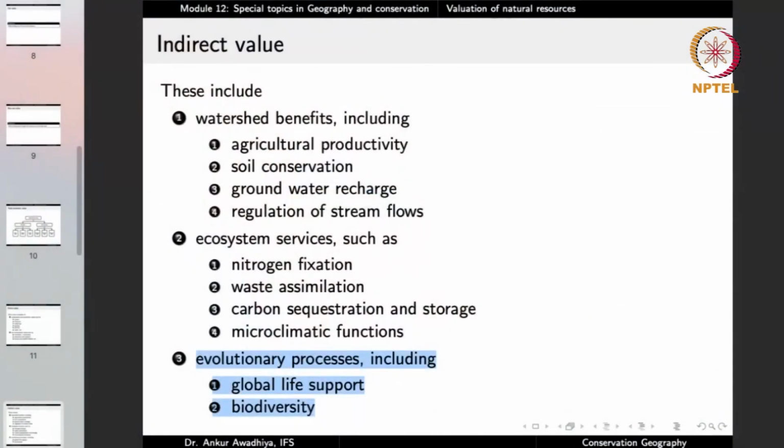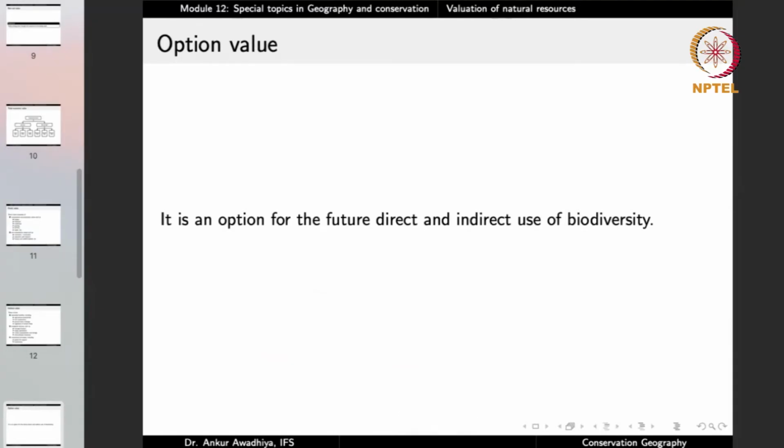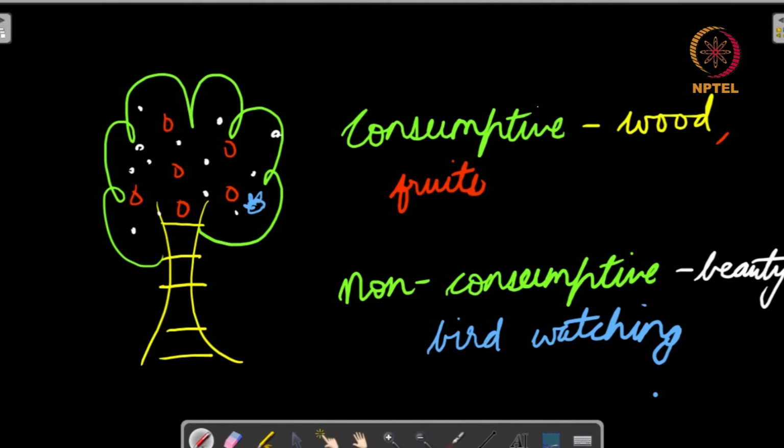This is a byproduct of the forest being there. So these are the indirect values. And the third is the option value, an option for the future direct and indirect use of biodiversity. Now what does that mean?